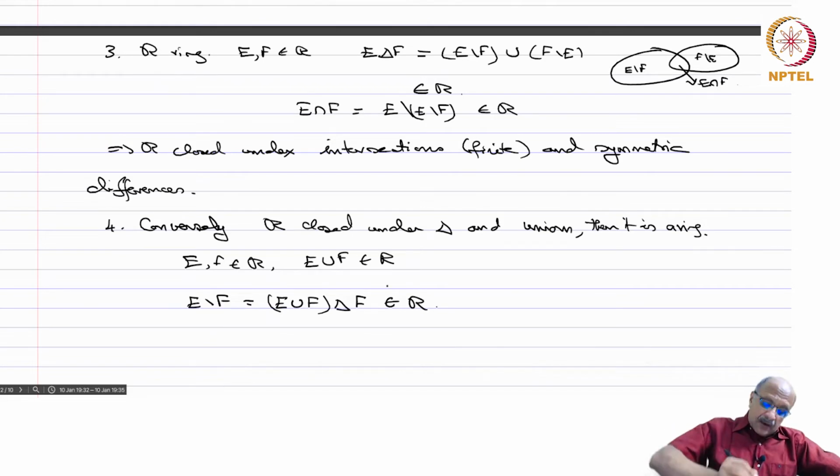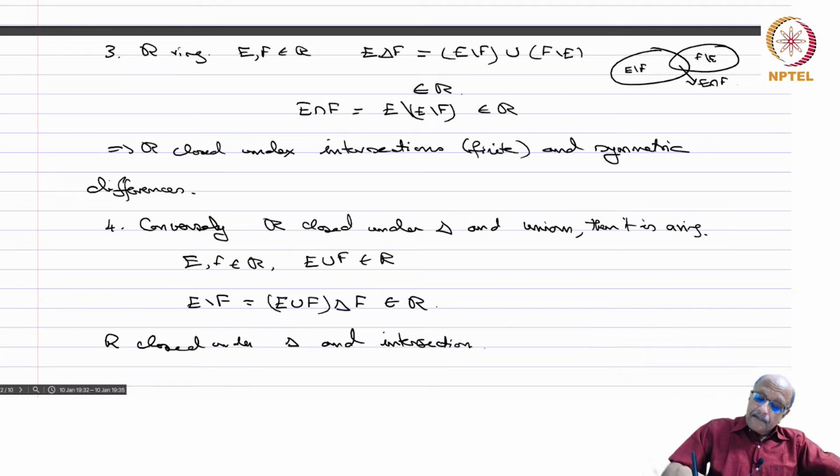So if R is closed under delta and intersections, then it is a ring.